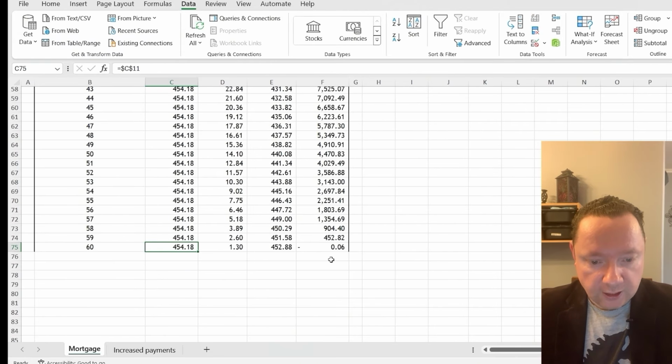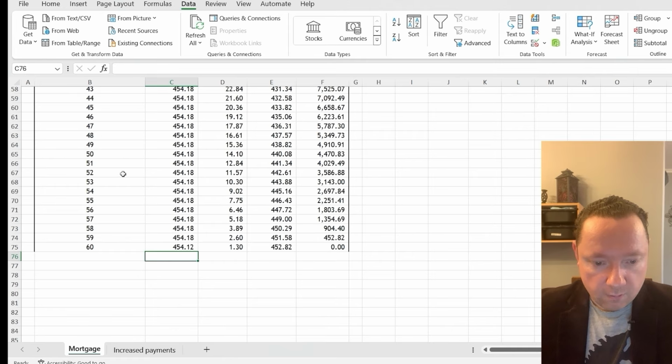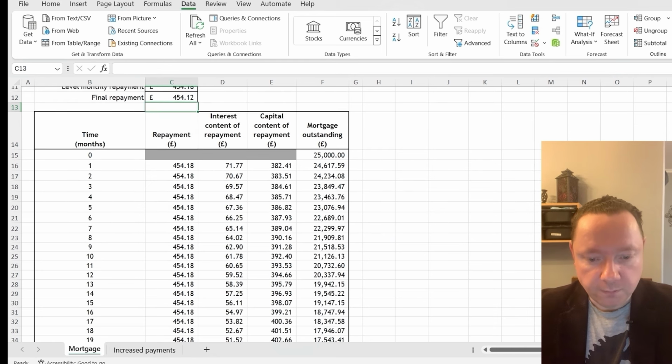So that means I need to take away 0.06 from 415.18, so minus 0.06. And then we get back to 0, is what we need. So 415.12 is our final repayment. Either type it in or reference the cell.